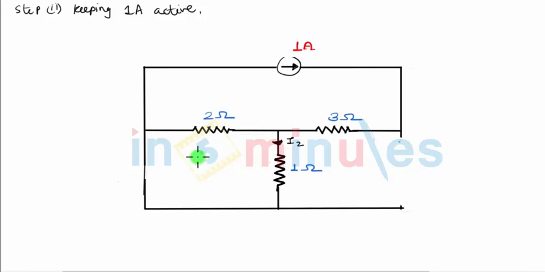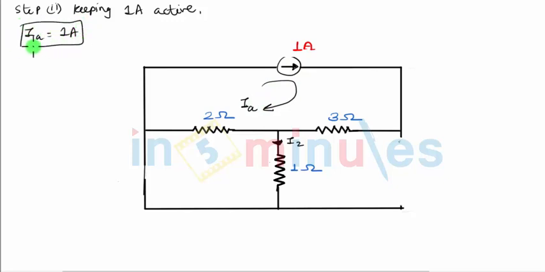This is one mesh and this is one mesh. So there are two meshes in case we plan to apply mesh analysis. Also, because there's a current source in this particular mesh, you will directly get the value of the current in this particular mesh. So if I define current in this mesh as, let's say, IA, in that case we directly get the value of IA. IA is nothing but 1 ampere.